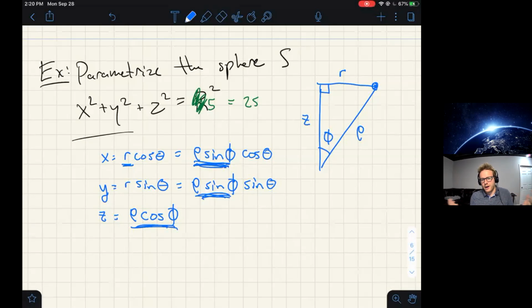I wasn't really memorizing the equation. It's because of this triangle right here. And again, phi is positive, a rotation from the positive z-axis.